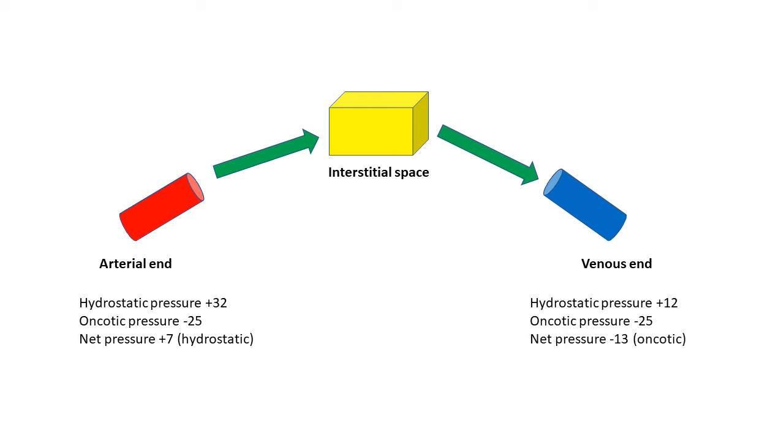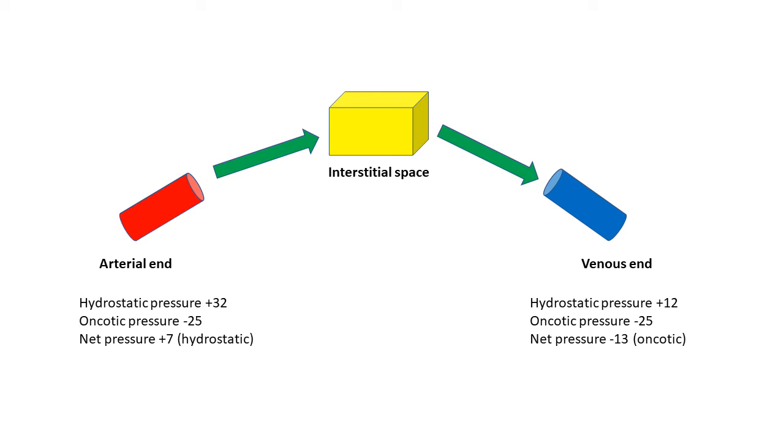Now coming to the venular end, in the veins, the hydrostatic pressure is less compared to the arteries. The hydrostatic pressure here at the venular end is only 12 millimeter of mercury compared to 32 millimeter of mercury at the arterial end. On the other hand, the oncotic pressure is the same as at the arterial end, because the composition or constituents of blood is the same, the same amount of electrolytes and proteins.